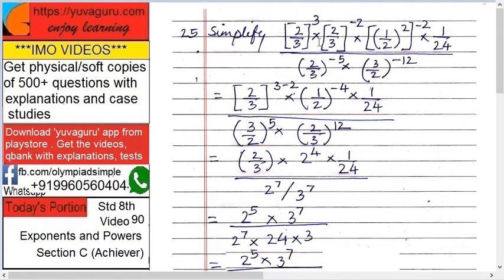See here, 2 upon 3 is common, bases are the same, so indices are to be added. So 2 upon 3 raised to 3 minus 2. Okay, this one is what? 1 upon 2, 2 into 2, 4, so 1 upon 2 raised to minus 4, right? 1 upon 24 as it is. Upon, now 2 upon 3 will become 3 upon 2. Why? Because we want to make this minus 5 as plus 5. So 3 upon 2 raised to 5 into, now this will again get reversed, 2 upon 3 raised to 12, right? That's why this minus becomes plus.